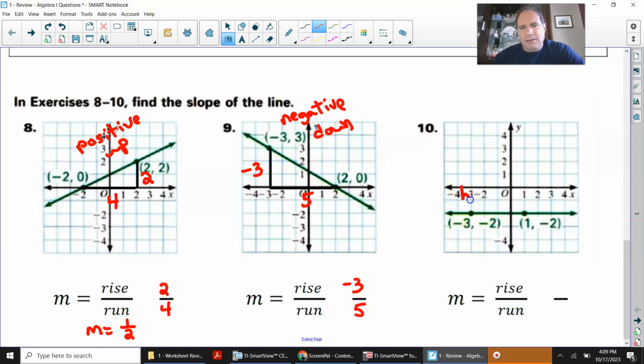A horizontal line has an M of 0. So it is just 0. The slope is 0.